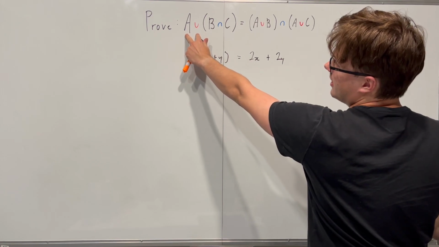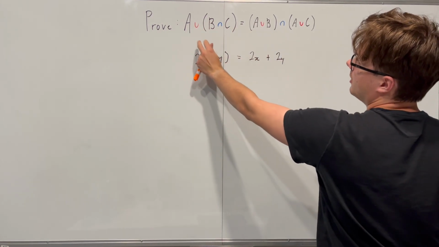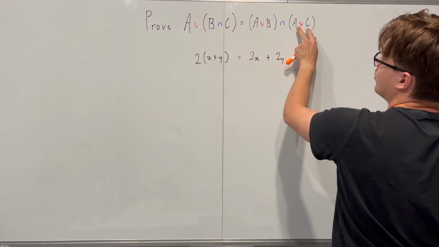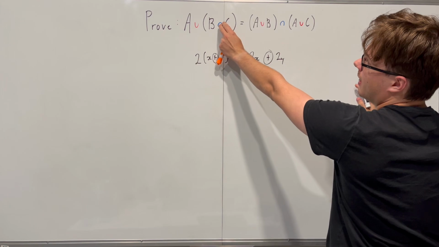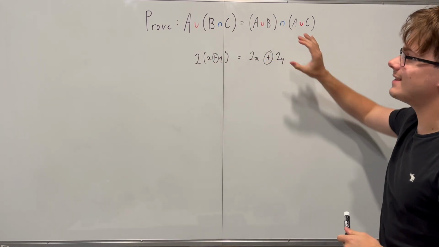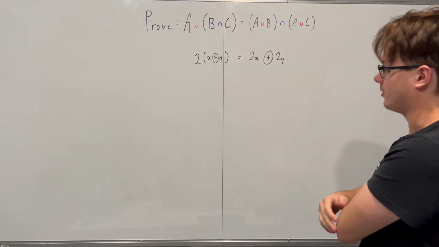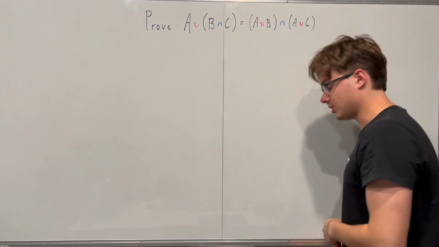That's very similar to what we're doing here. We're distributing the A union into this bracket. We're saying A union B, which is what we have here, and then A union C, which is what we have here, and then we take this plus and we keep it from in our bracket. So that's where we get our intersection symbol from. So this is akin to what we're really asking: is this going to be true for sets?